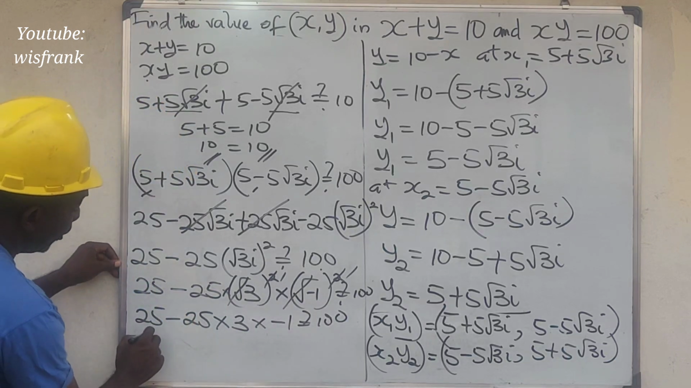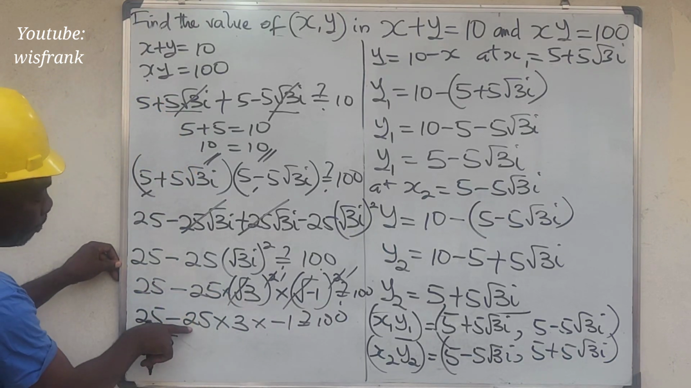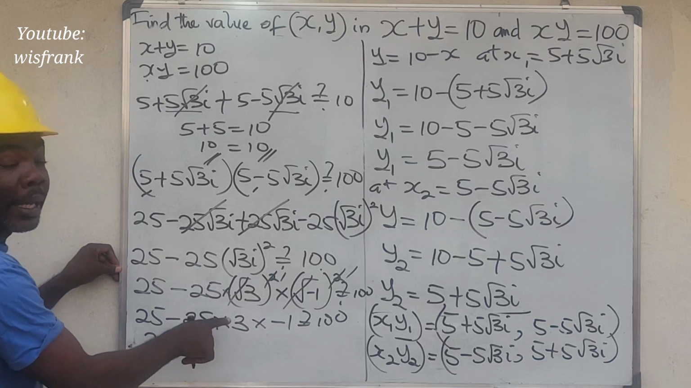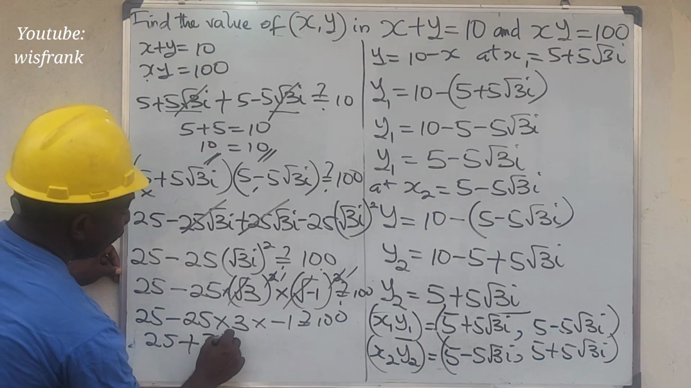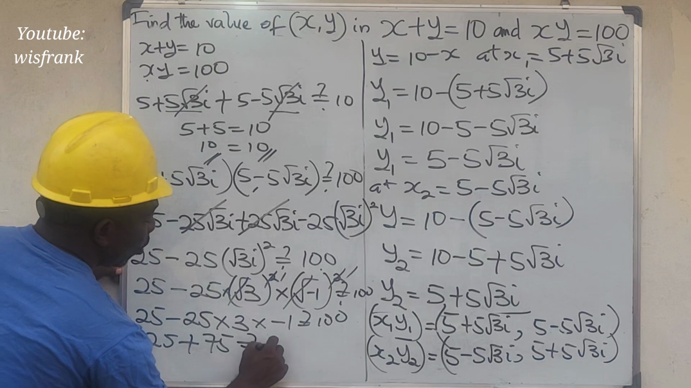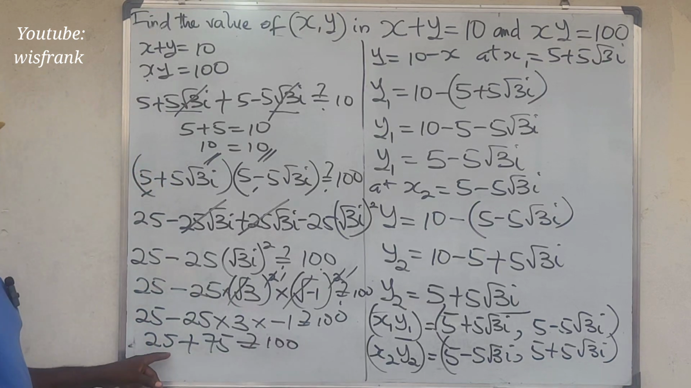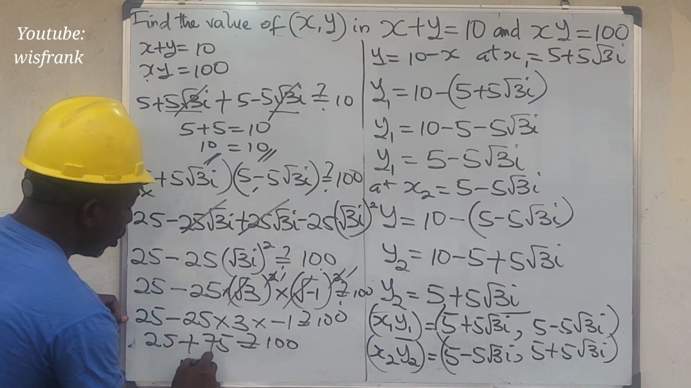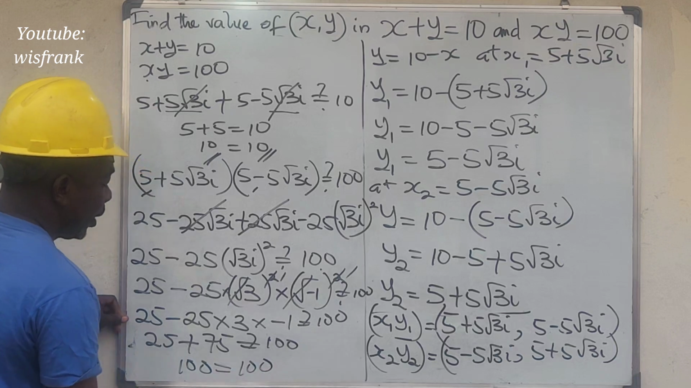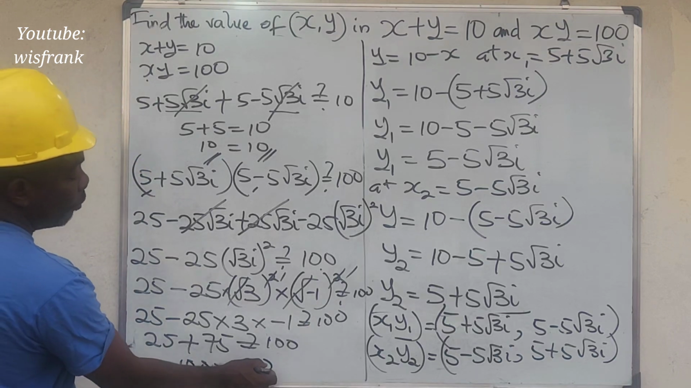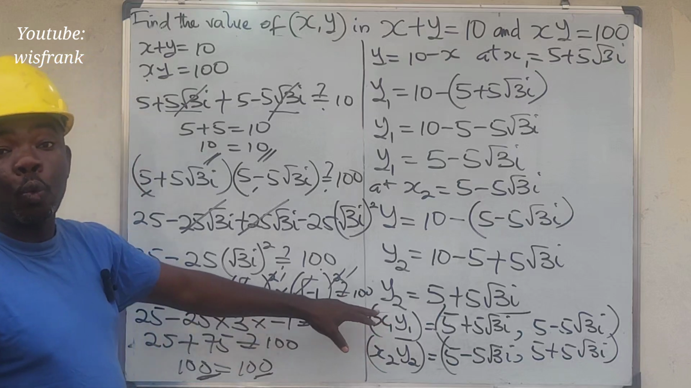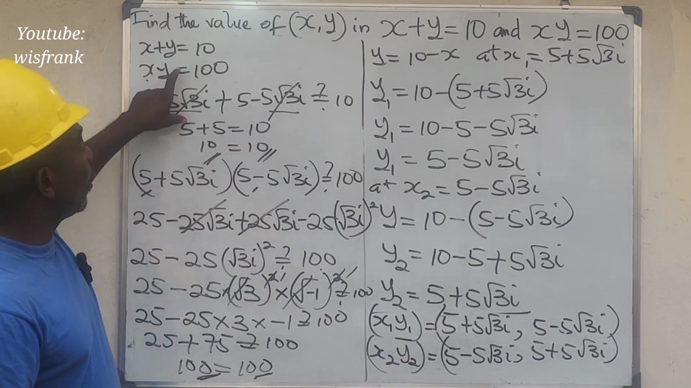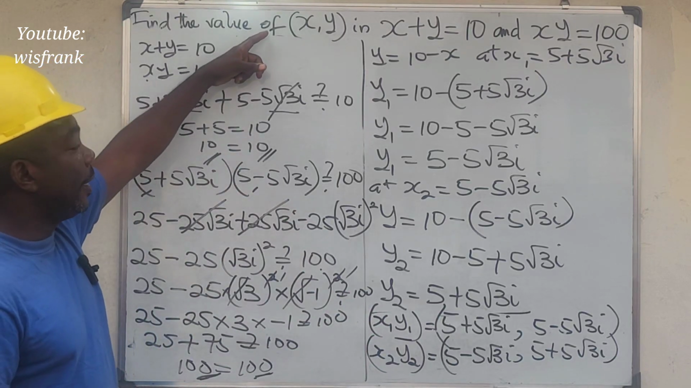We can see that we have 25. We have minus 25 times 3 times minus 1 will give us plus 75. Will this equal 100? We can see that 25 plus 75 gives us 100, equals 100. What we have on the left hand side is what we have on the right hand side. Therefore, the second value of x1 and y1 for the second equation satisfy this expression.